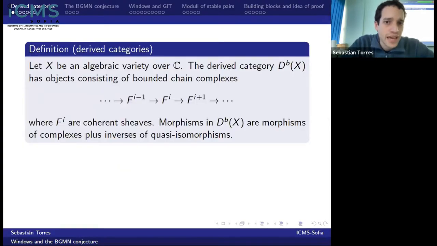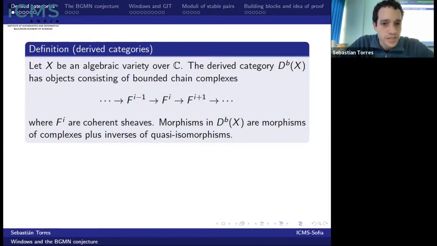Okay, what is a derived category? Well, I will be working over C, even though some of the things that I will be saying actually work on other fields. But let's just fix the complex numbers as a field. So I have an algebraic variety, and most of the time it's going to be something smooth, or projective. And the derived category basically is you want to have not just coherent sheaves, but actually chain complexes of coherent sheaves. So you have F^i, F^{i+1}, and then there's a connecting map between two consecutive ones whose composition is zero.